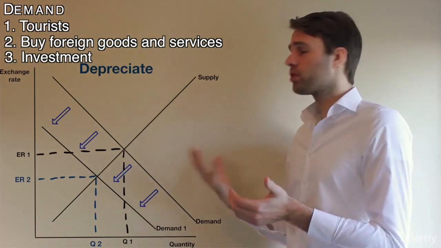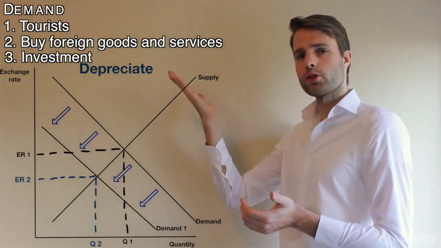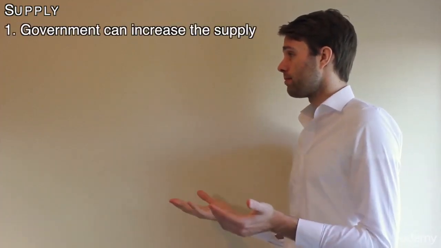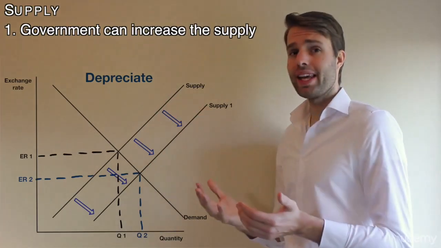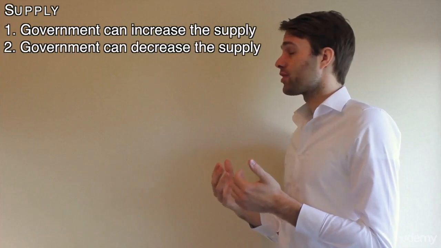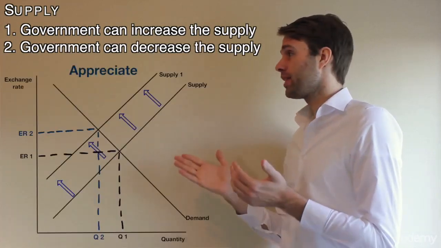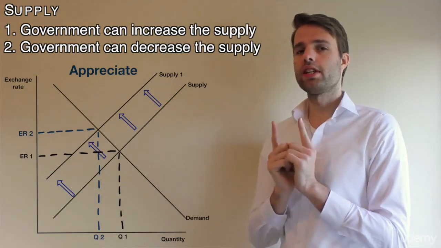Now we know who's demanding and what happens. Well then, who's supplying the currency? Well, that's the government, right? Or the foreign government. And a government can do two things. They can supply more money, then the supply curve will shift to the right, meaning the currency will depreciate. Or they can supply less money, meaning the supply curve will shift to the left, and then the currency will appreciate.